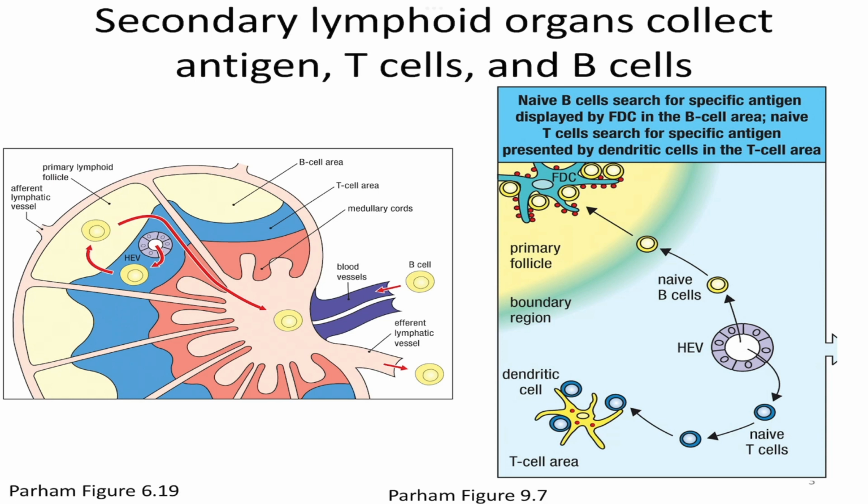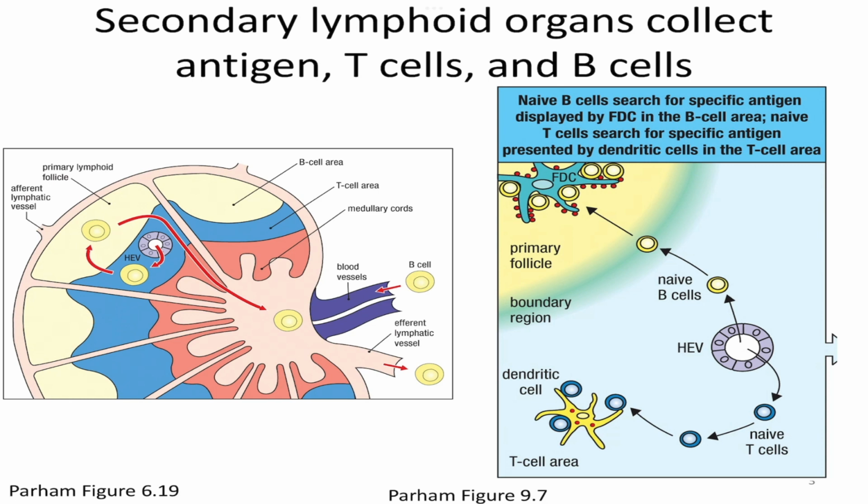Our secondary lymphoid organ will include T cells that have trafficked there through the HEV, and they will then go to the T cell zone, and our secondary lymphoid organ will contain B cells that have also trafficked there using really the same process the T cells did. But once the B cells get there, they will migrate to the B cell area.